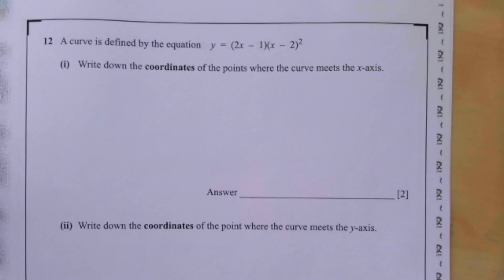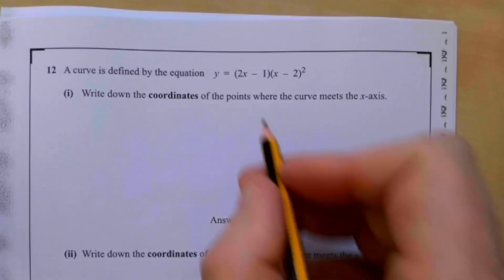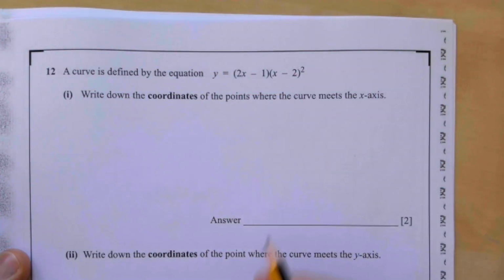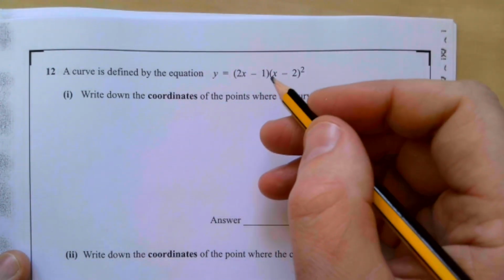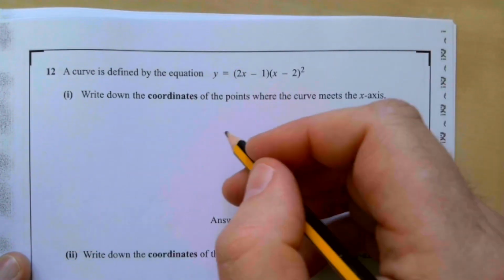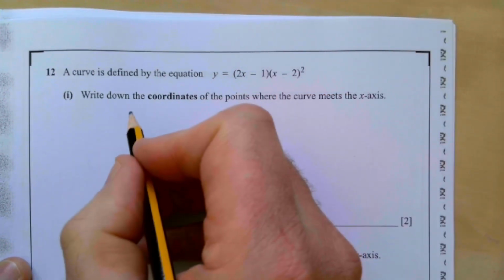Question 12. A curve is defined by the equation y equals 2x minus 1 upon x minus 2, all squared. Write down the coordinates of the points where the curve meets the x-axis. So we know the curve meets the x-axis. We're effectively slowly but surely going to work out where these things cross the axis. When I find turning points, probably, and plot it, is my guess for this question.